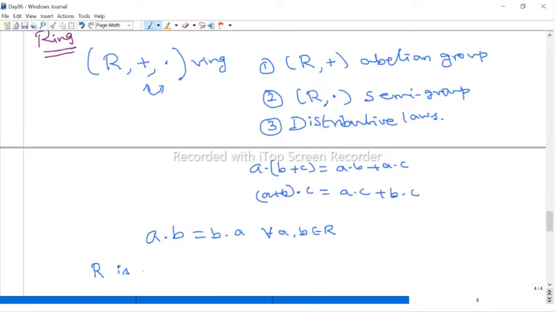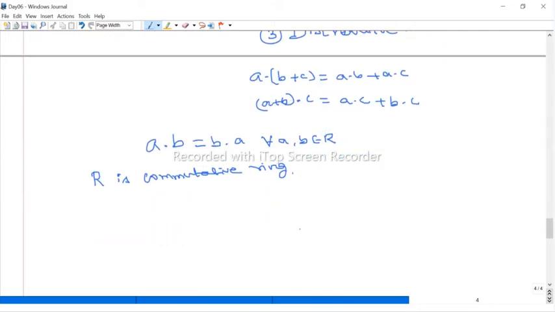In general, this property need not hold in a general ring, but some rings satisfy this condition with respect to multiplication. That ring is called a commutative ring. Don't say abelian ring. So commutative means that with respect to multiplication it satisfies the property A B equal to B A.